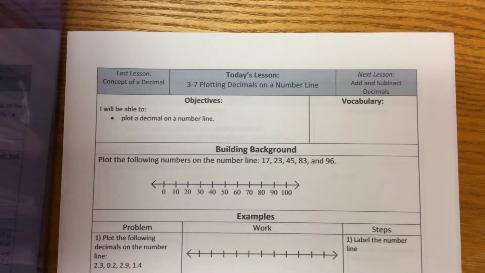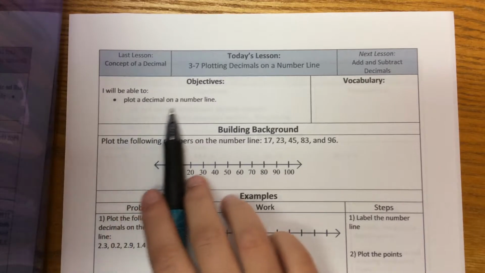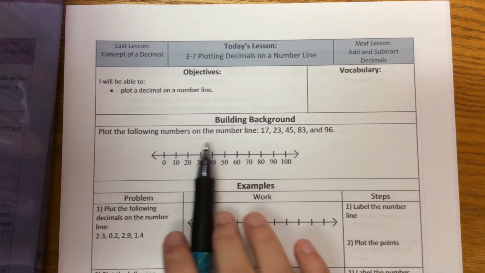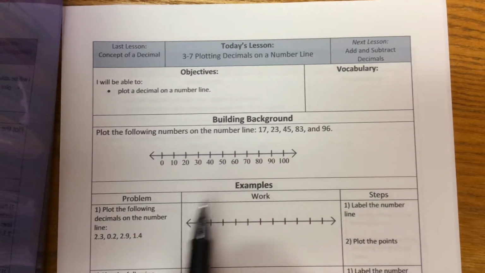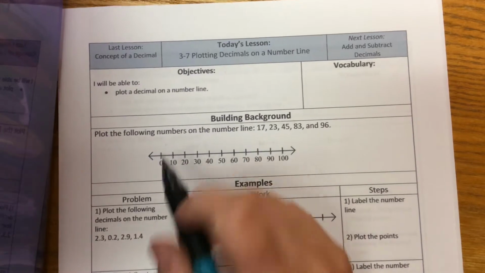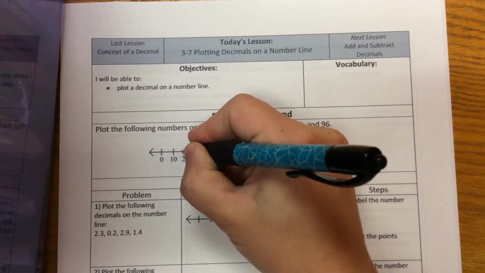All right, we're on 3-7, plotting decimals on a number line. Today we'll be able to plot a decimal on a number line. We don't have any vocab today, so we're just going to plot the following numbers on the number line. So notice our interval is counting by tens. So 15 is halfway exactly, so 17 is a little bit further than halfway.